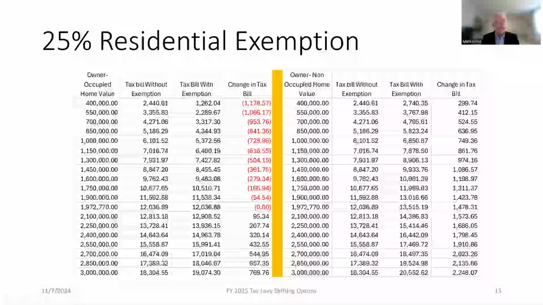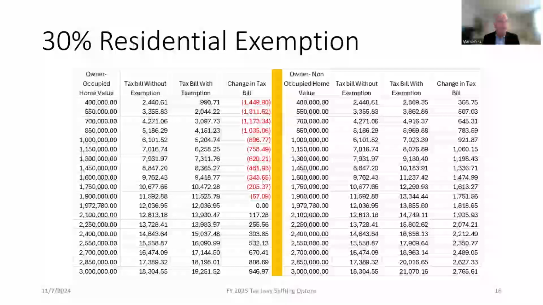This table illustrates the tax bill savings for an owner-occupied home at different values with a 25% residential exemption. You can see again, the greatest financial benefit is to the lower valued homes, and that diminishes as the property value increases. And on the right-hand side of this table, an owner non-occupied home at that same value will pay more in taxes with a 25% residential exemption, since they don't qualify for that exemption and they're taxed at the full value as opposed to the net value.